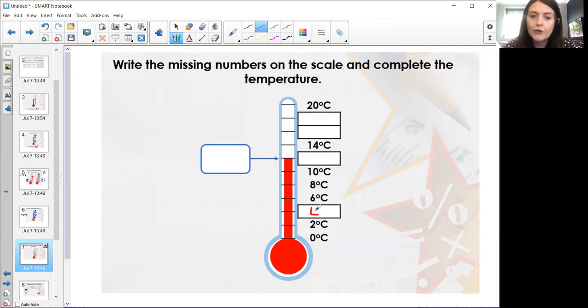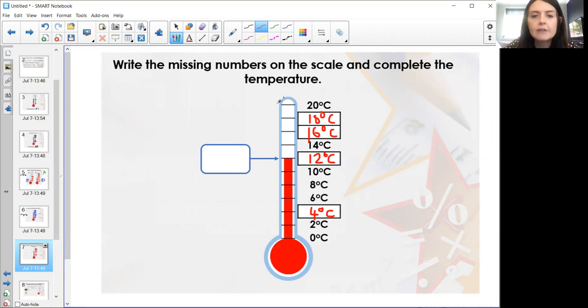We would have 4 degrees Celsius, 6, 8, 10, 12 degrees Celsius, and you'll notice that each time I'm filling in my degrees Celsius to show what we're measuring in, 14, 16 degrees Celsius, 18 degrees Celsius, and then we've got 20. So all of those fit into that scale of 2.